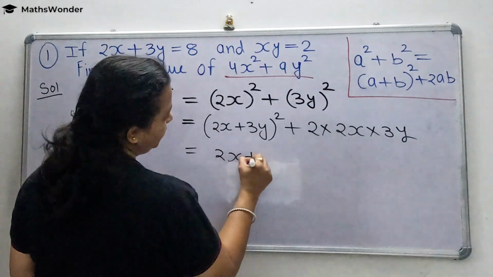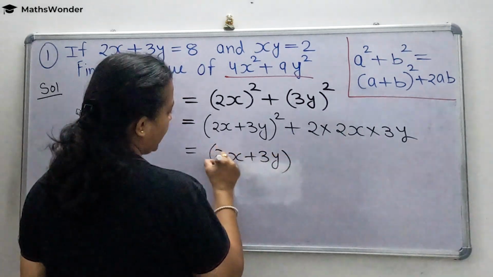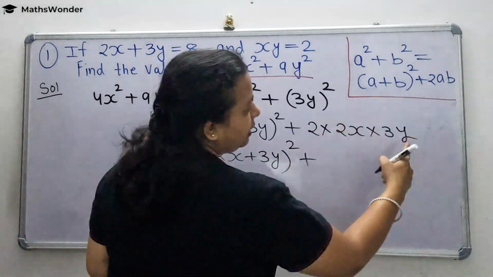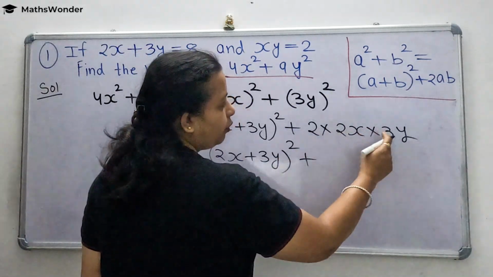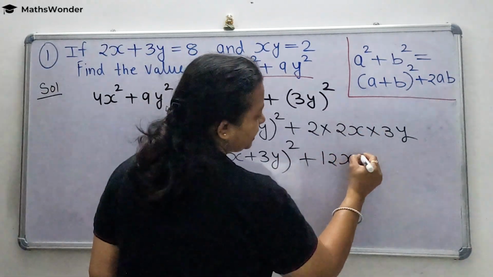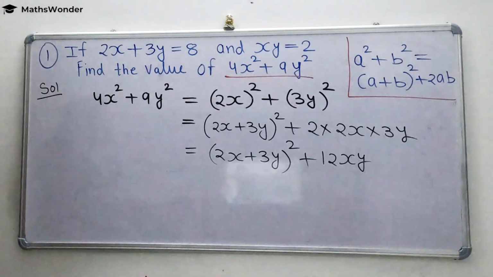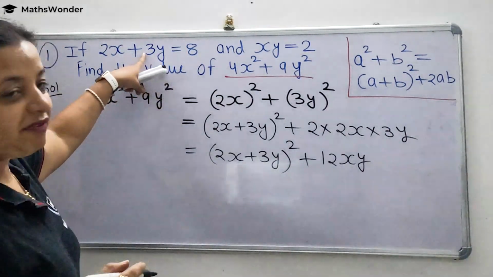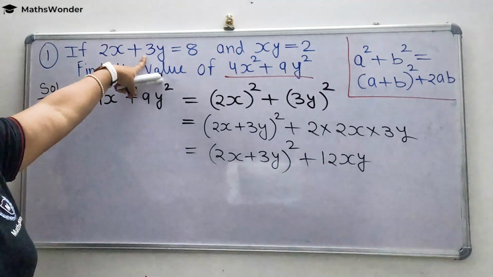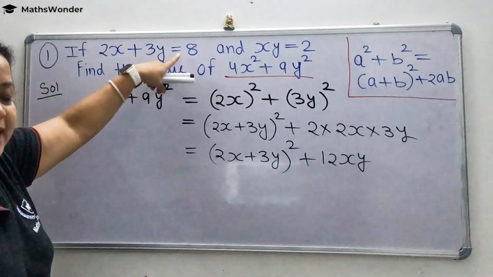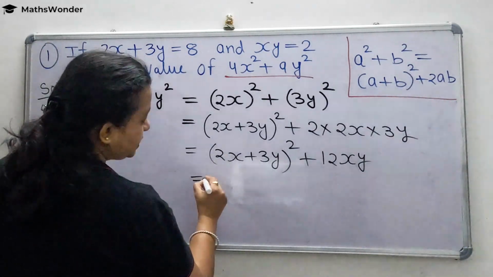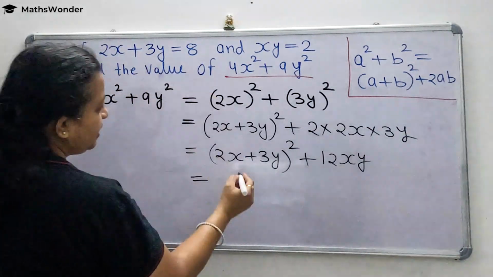Now 2x plus 3y, you can write it as it is. Now multiply all the numeric values. So 2 times 2 is 4, 4 times 3 is 12xy. Any confusion? Now put the values. Now look at the board. See the question. If 2x plus 3y is 8, now you will substitute the value. 2x plus 3y is 8.